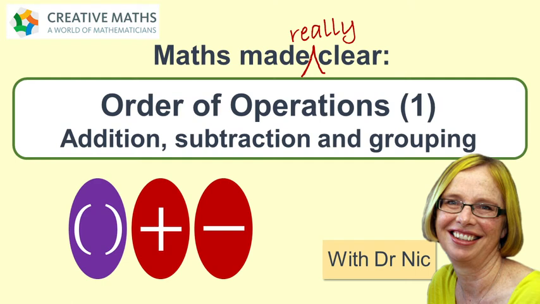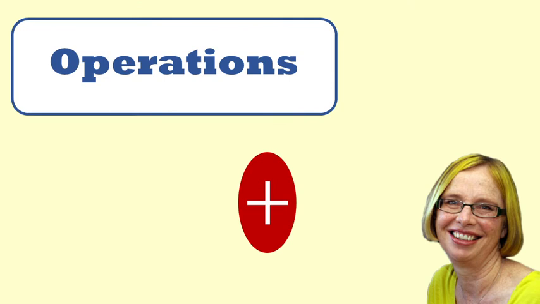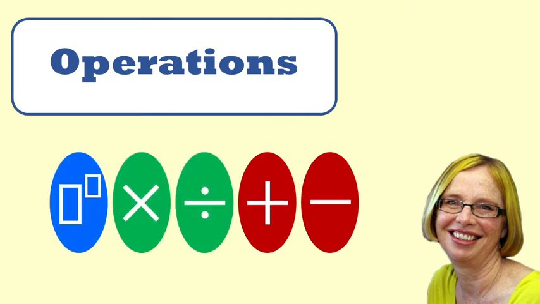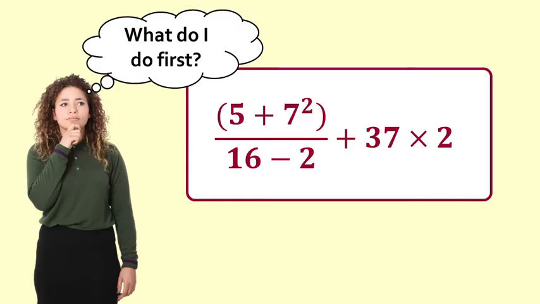In this video I'm going to explain about order of operations. Operations include addition, subtraction, multiplication, division and exponents. When we have a complex expression, it can make a difference what order we perform the operations in.